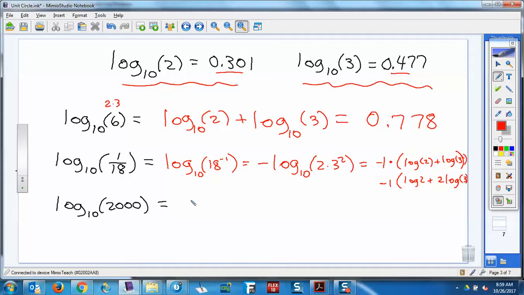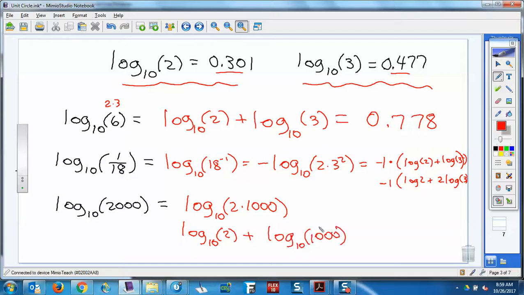What about log 2,000? What would be the advantage to having 1,000 in there? Because it's a power of 10, right? It's a power of 10. So now we could just do log 2 plus log 1,000. And what's log 1,000? That's 3. So 3 plus 0.301. Right? So just some problems like that. There's going to be some similar problems in your assignment. Just being able to mess with the log rules and do some things.